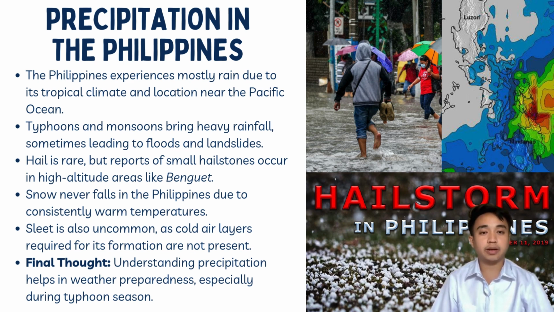Hail is rare, but it has been reported in high altitude areas, such as in Benguet. Snow never falls in the Philippines because of its consistently warm temperatures, and sleet is also uncommon due to the absence of cold air layers needed for its formation.